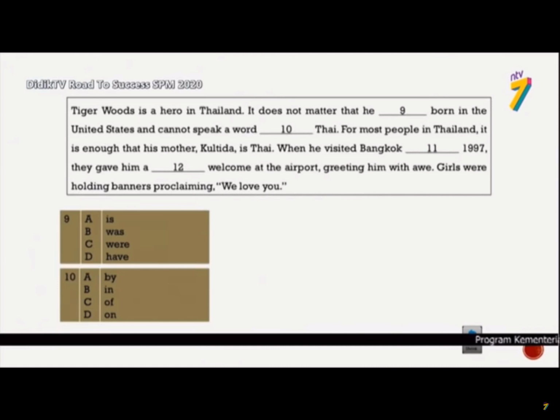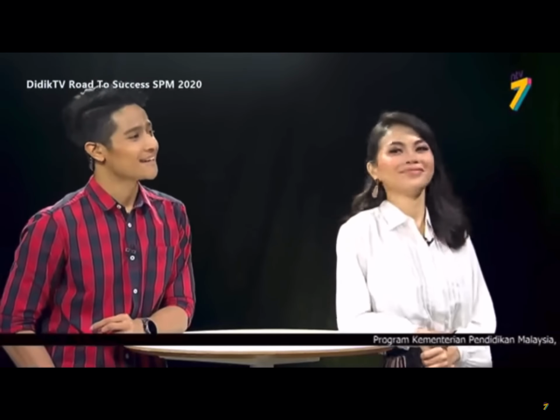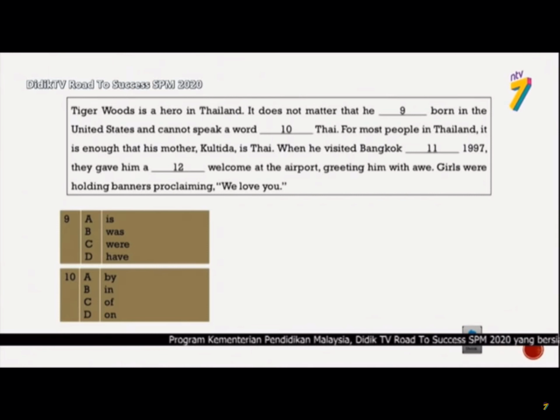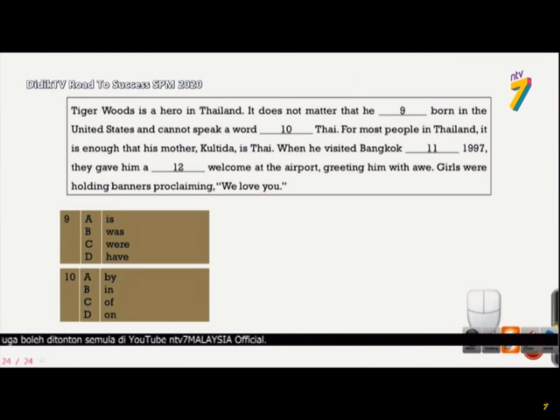Afiq. Tiger Woods is a hero in Thailand. It does not matter that he born in the United States and cannot speak a word Thai. For most people in Thailand, it is enough that his mother, Kultida, is Thai. When he visited Bangkok 1997, they gave him a welcome at the airport. Okay. Greeting him with Oh. all girls were holding banners proclaiming, "We love you."